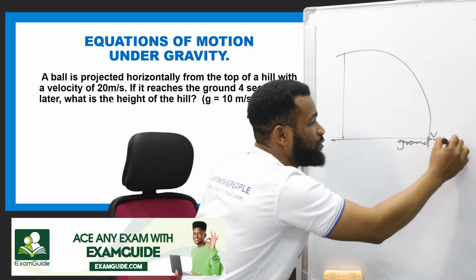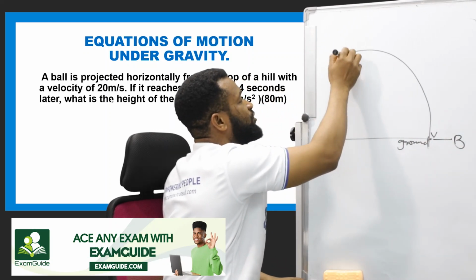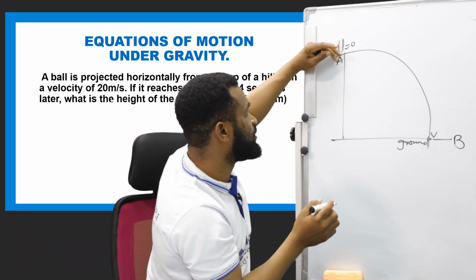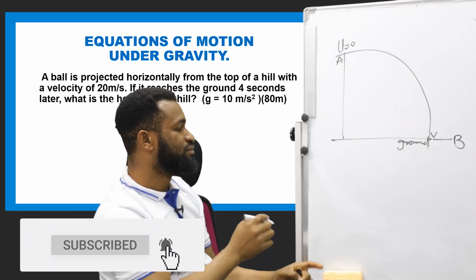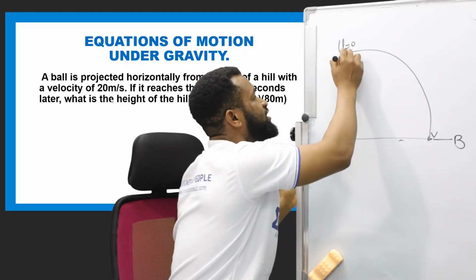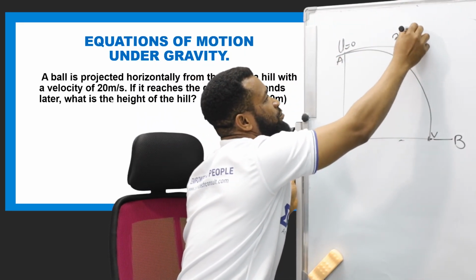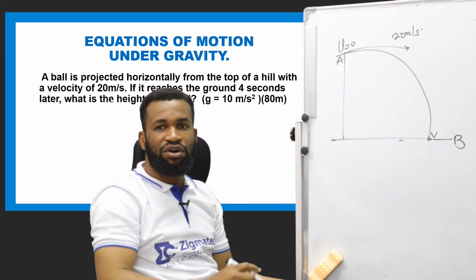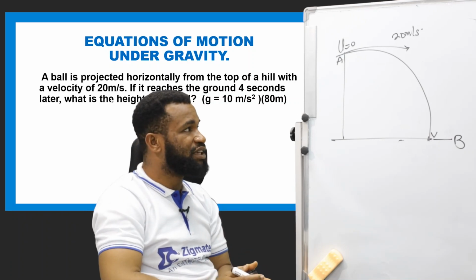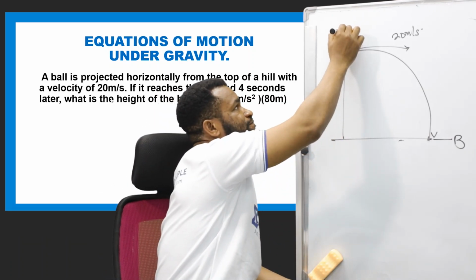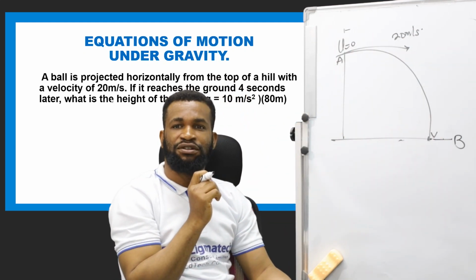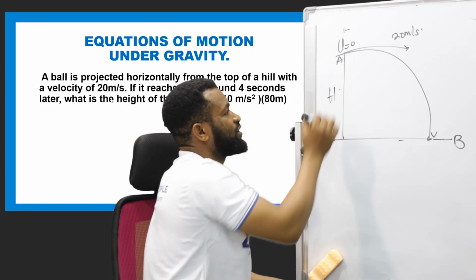So I'm going to call this place stage B, and this place stage A. At stage A, u is 0. Then when it starts going, it has a given velocity with which it started moving, and that velocity is given as 20 meters per second. That is the velocity at which it started moving until it hit the ground. Now, if it reaches the ground 4 seconds later, the time from here all the way to this place is 4 seconds. Then what is the height of the hill? So this height is what I'm looking for.